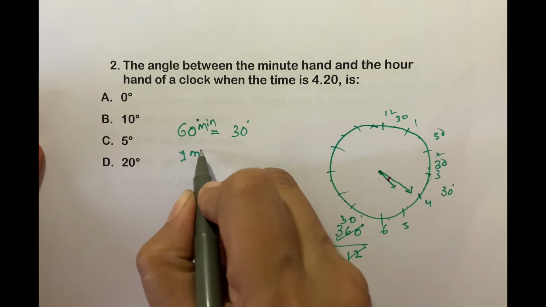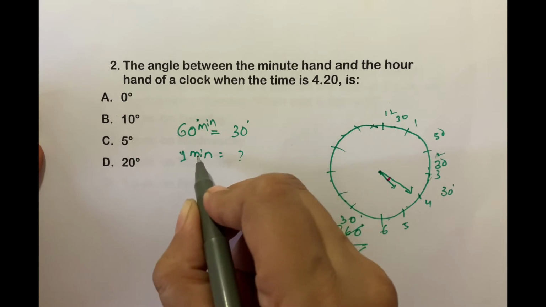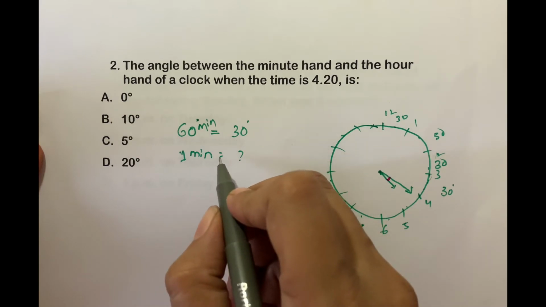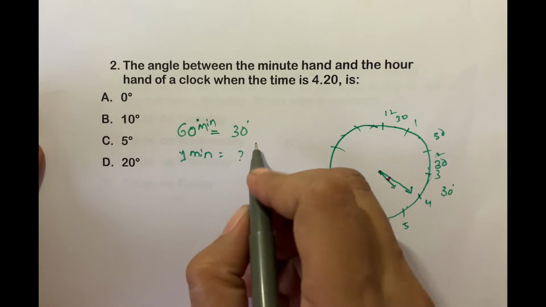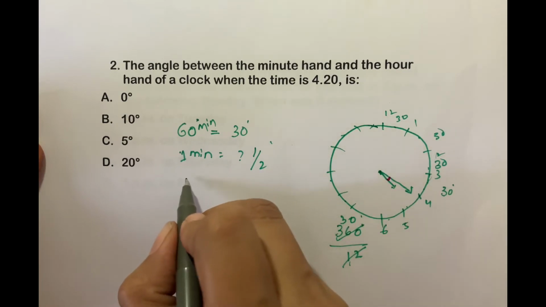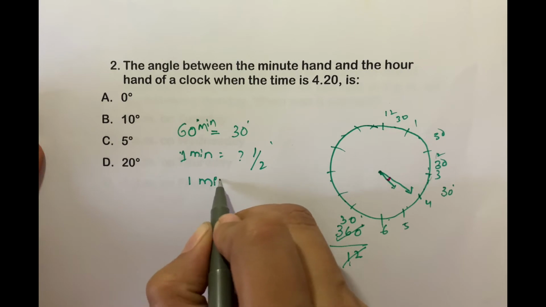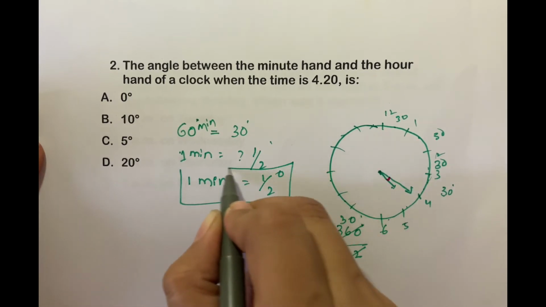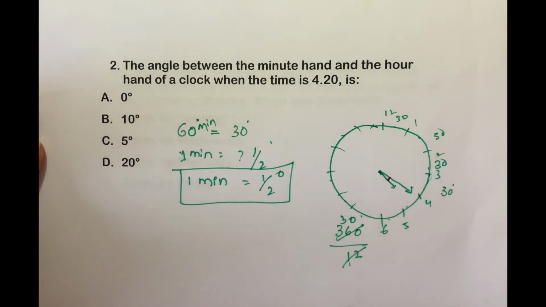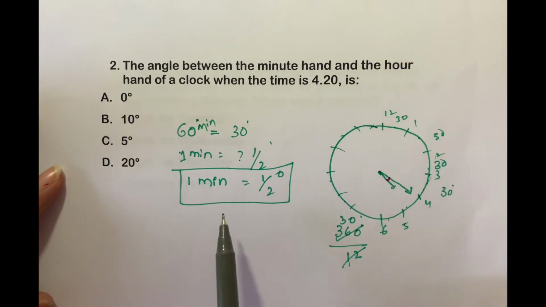So 60 minutes is equal to 30 degrees. Then 1 minute is equal to how many degrees? It should be exactly half, isn't it? 60 to 30, the ratio is half. So 1 minute will be half a degree. We have already studied this; I'm just explaining it once again. This is one standard we learned in the first video. If you have not watched my video, please go back to the first video and watch it.